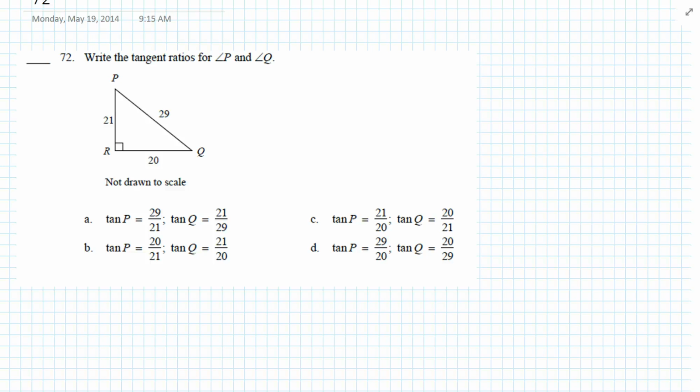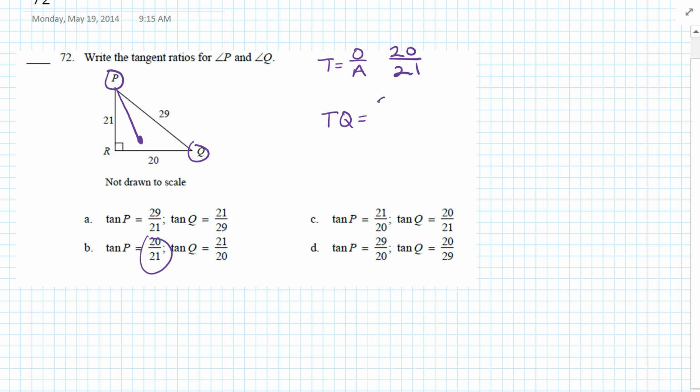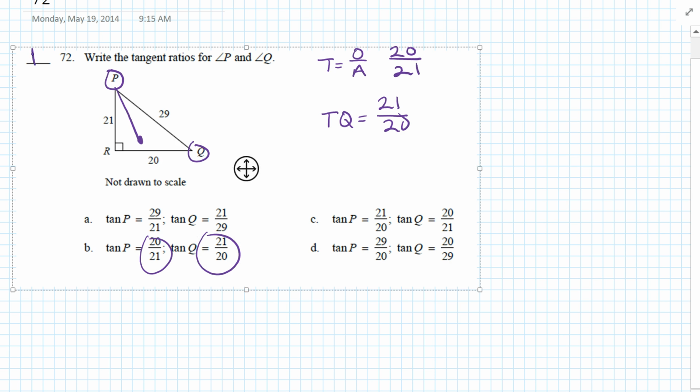Geometry final review, questions 72 through 85. 72 says write the tangent function for angle P and Q. Well, our tangent function is opposite over adjacent. So for P, our opposite would be 20 and our adjacent would be 21. So the tangent of P would be 20 over 21. Okay. The tangent of Q would be 21 over 20. So the answer is B.